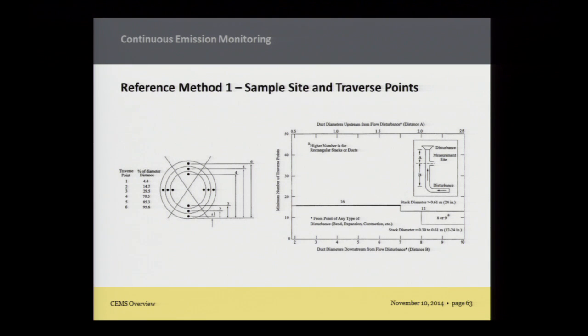This is downstream because here's my site, it's down. That's the way I remember it. Here's my sample point, it's down when you're thinking of a stack, and then here's my sample, it's up. It's backwards.